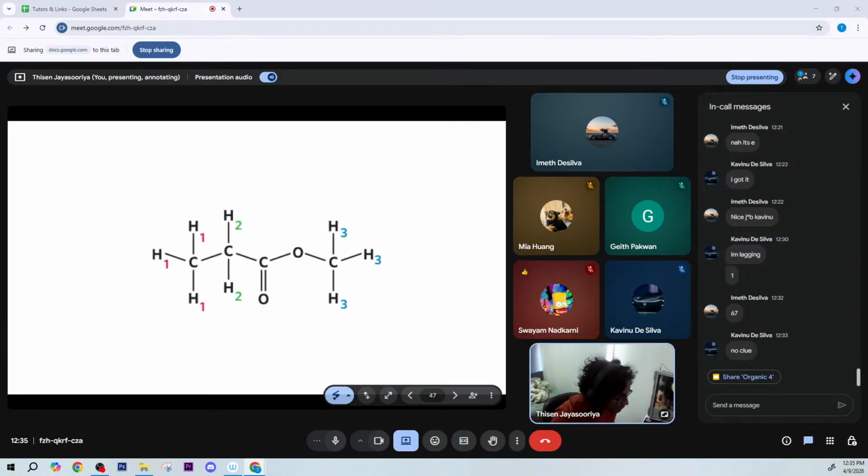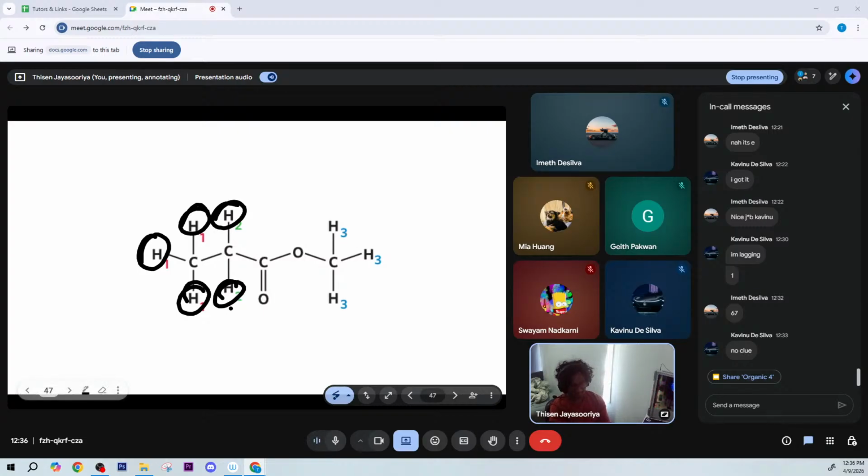So if you look at this one, this shows you how many hydrogen environments there are. Again, we look at the hydrogens and their neighbors. All of these 3 hydrogens have the same neighbors. These 2 hydrogens have the same neighbors. And same with these 3 over here. Does anyone have any questions about the hydrogen environments or determining how many environments there are?